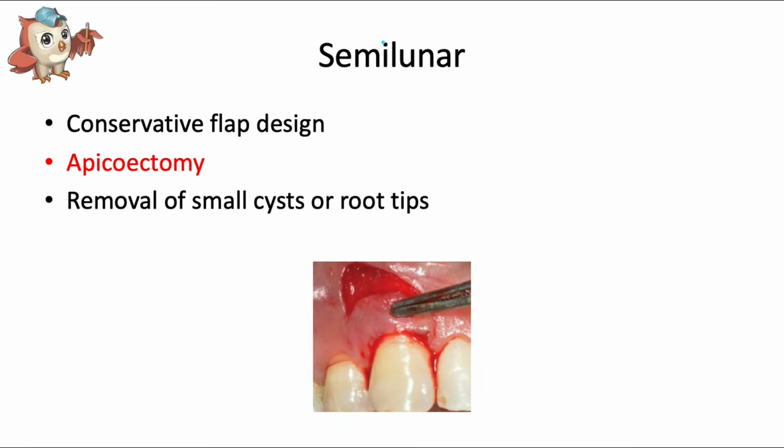All right, the semilunar flap is a conservative flap design where you make a crescent-shaped incision in the alveolar mucosa paralleling the gingival margin. For the board exam, you want to connect this flap design with apicoectomies, also called root end resections, and they can also be used for the removal of small apical cysts or root tips.